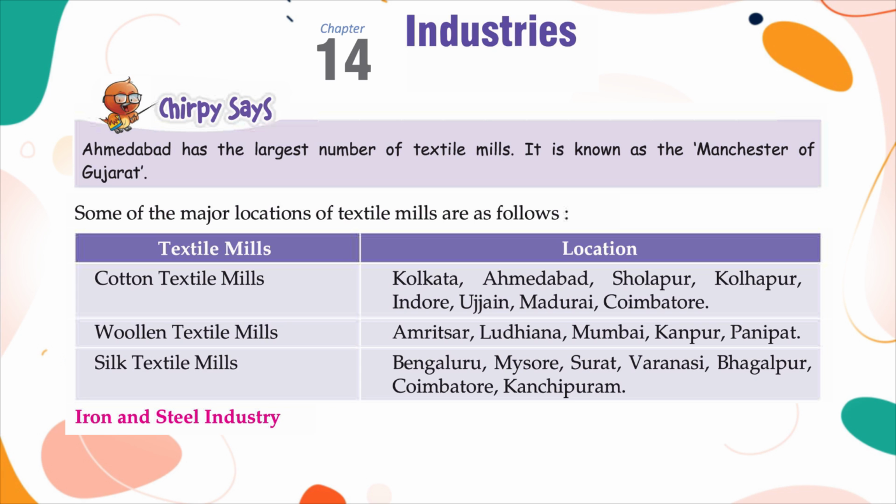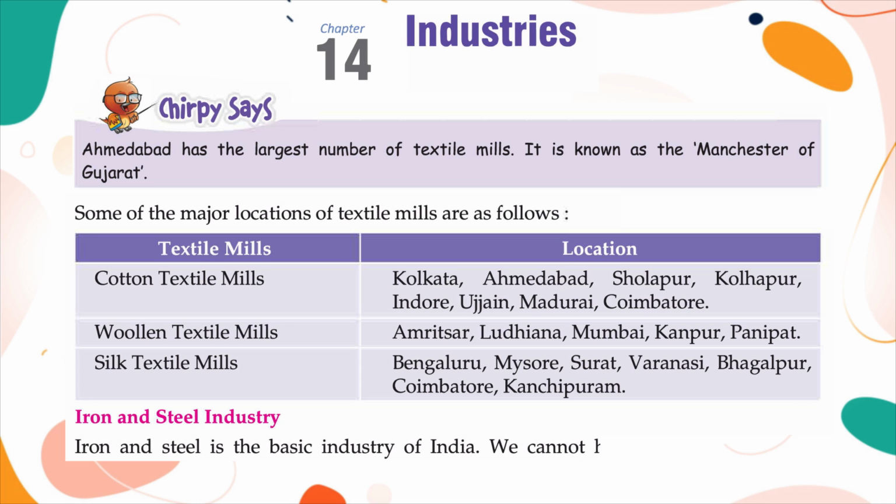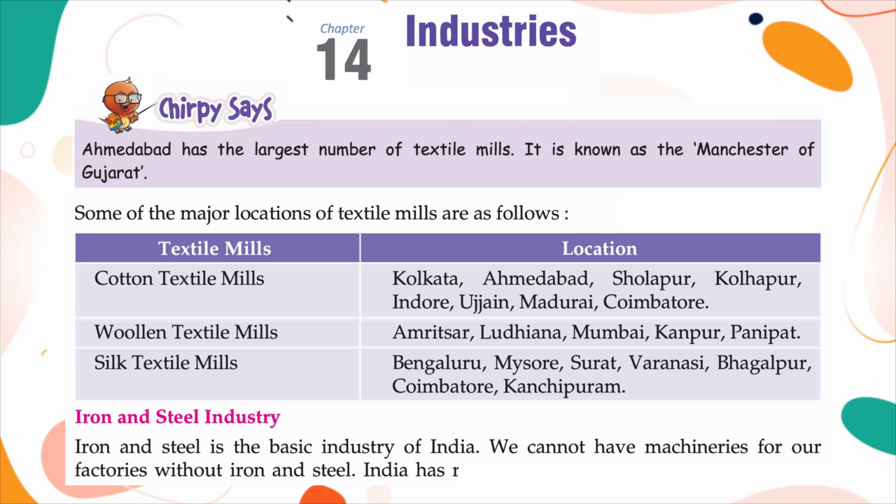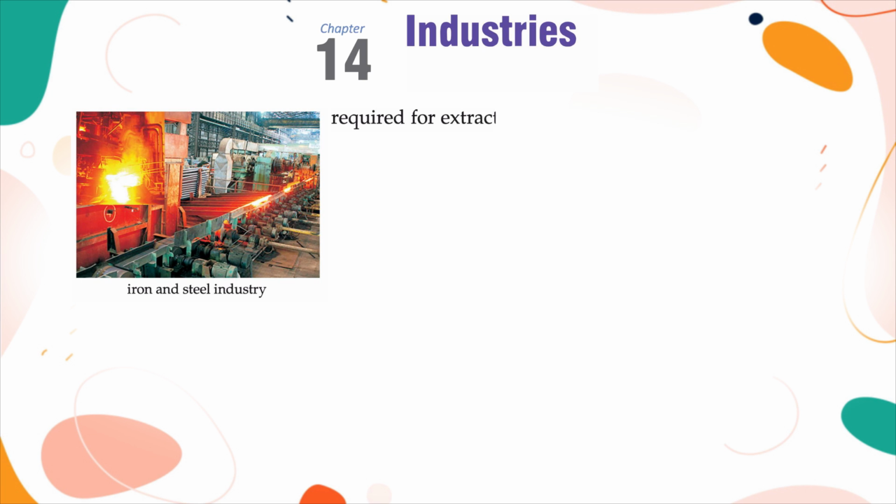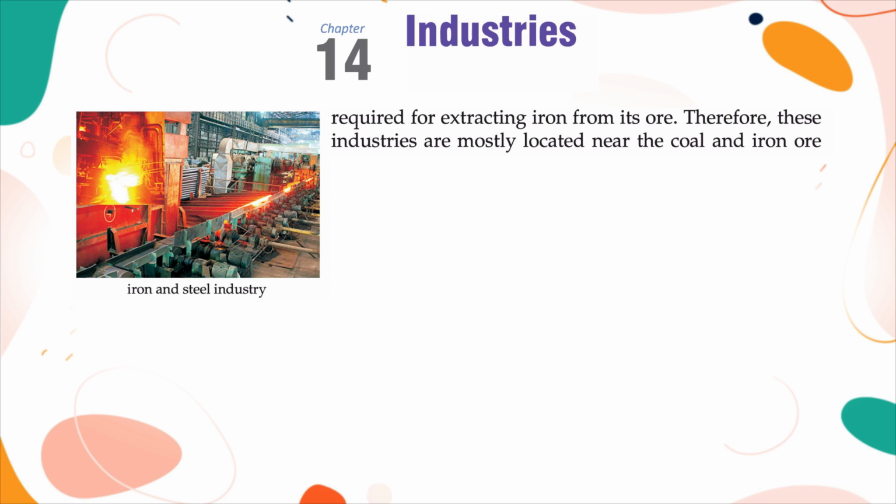Iron and steel industry. Iron and steel is the basic industry of India. We cannot have machineries for our factories without iron and steel. India has rich deposits of iron ore and coal. Coal is required for extracting iron from its ore. Therefore, these industries are mostly located near the coal and iron ore mining regions.